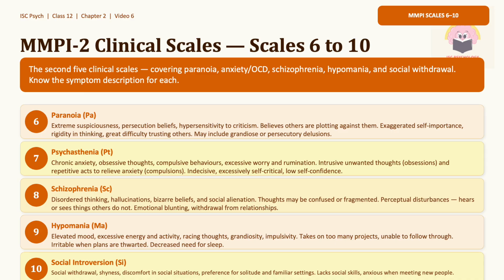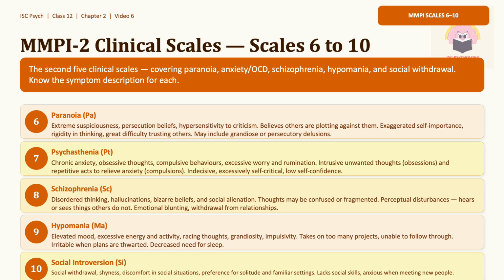Scale 7, Psychasthenia. Psychasthenia is now a largely obsolete clinical term, but is used in the MMPI to measure anxiety, obsessive-compulsive tendencies, and irrational fears. A person scoring high on this scale tends to be chronically anxious, tense and self-doubting. They are prone to excessive worrying and rumination. They may have intrusive thoughts that they cannot control, and they may feel compelled to perform repetitive behaviors to relieve anxiety. They're often indecisive and have low self-confidence.